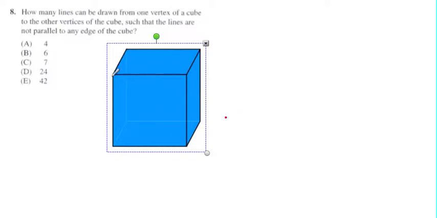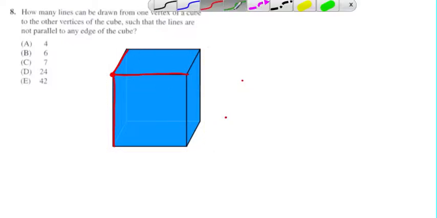So let us pick one particular corner. Now, as you can see, if I draw a line here, then that will be parallel to one on the bottom. If I draw a line here, then that will be parallel to one on the bottom here. If I draw the line over here, then that will also be parallel to any one of these vertical lines, which gives us only a few more choices here.